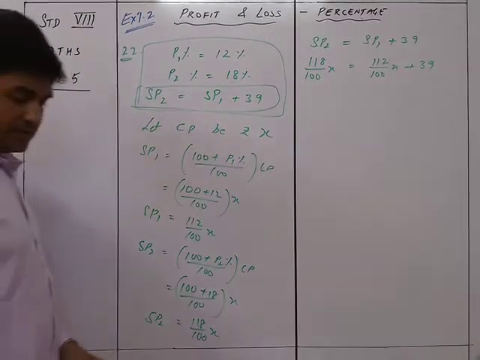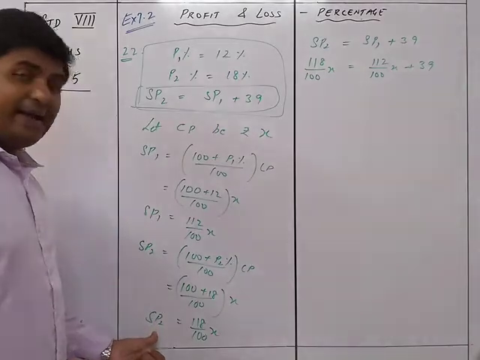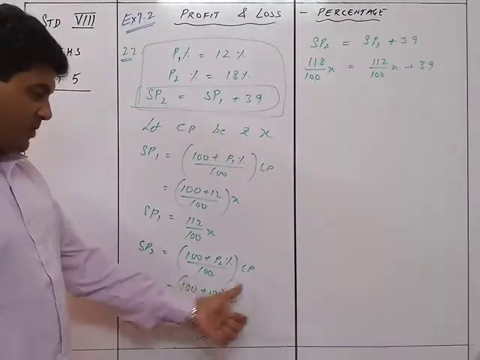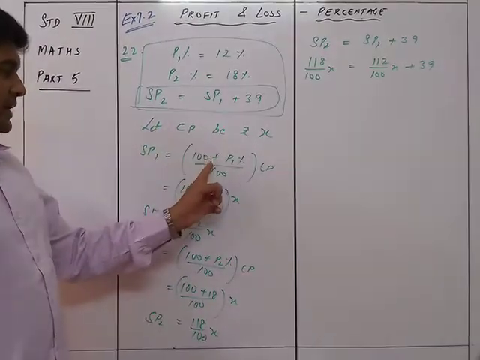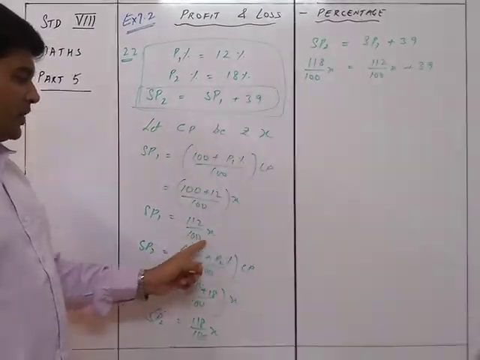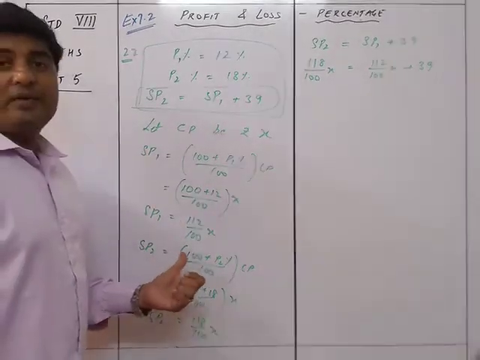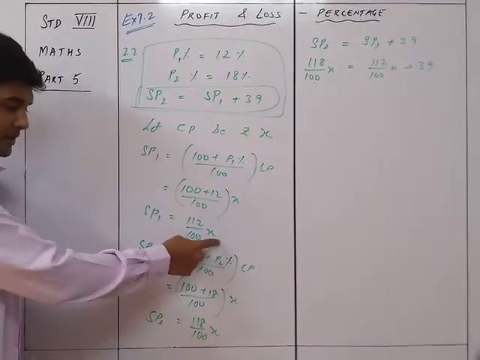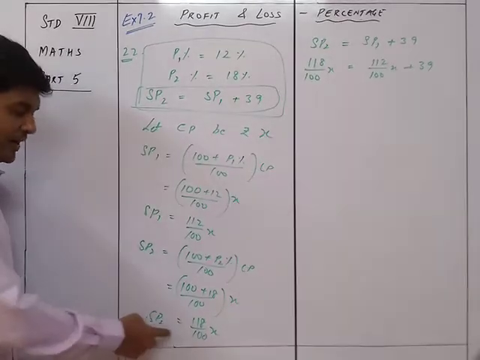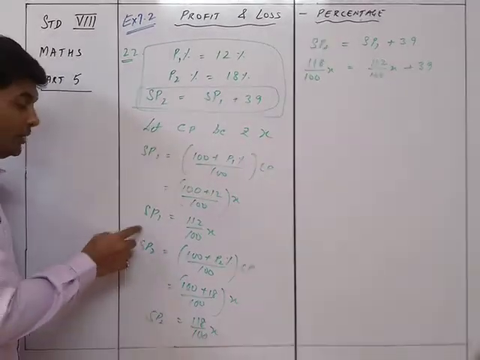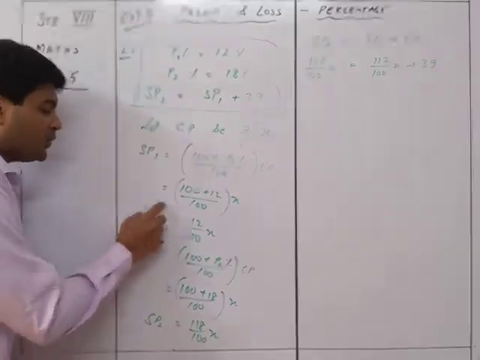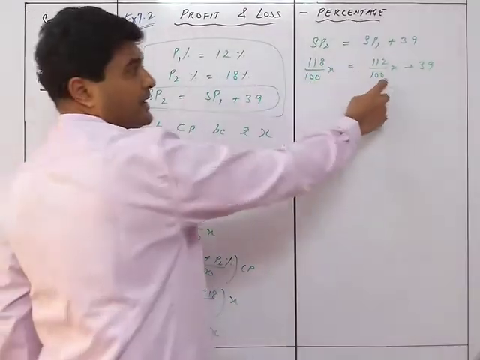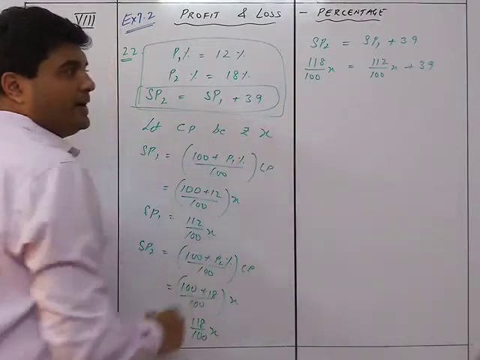Did you understand this? You got SP2 as 118 upon 100x because of this formula. SP1 is 100 plus 12, that is 112 upon 100x. They are telling you that if he is selling at this particular rate, then he's getting 12%. But if he's selling at this rate, he's going to get 18%. What is the difference between the two? He says if I add 39 rupees more to this, then I get this value. That is, 39 rupees added to this value is going to give you 118 upon 100x.